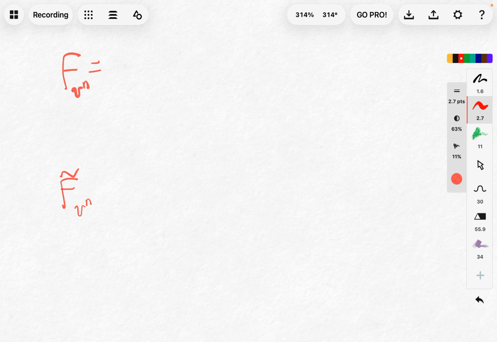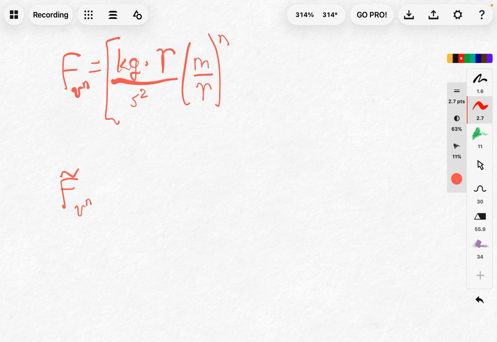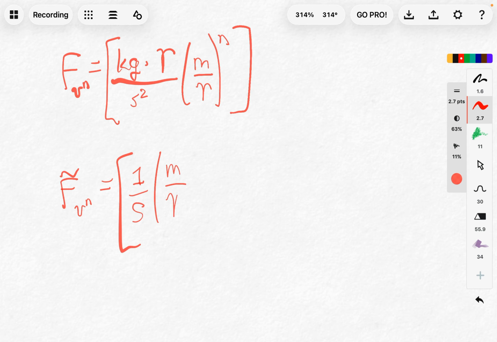So, with that being said, F^(U^n) has units of kilograms times the SI unit per second squared times meters per the SI unit to the N. And this F tilde has units of 1 over seconds times meters per the unit to the N. Of course, there's more to this notation, but that is the basis of this.